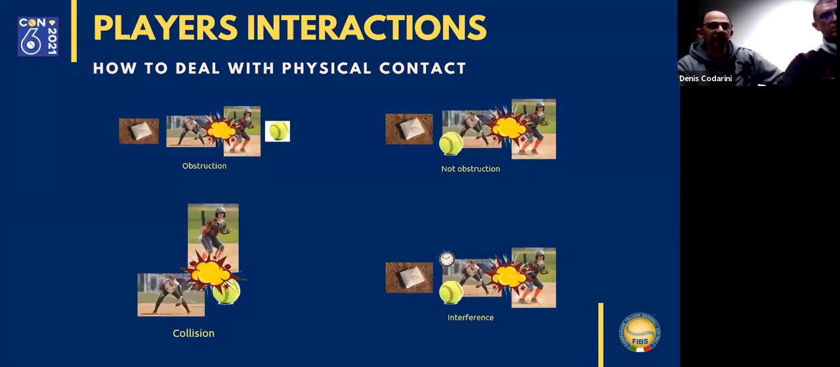Instead, when the defender is attempting to gain possession of the ball and the base runner is doing their part to advance to the next space, and both players arrive at this place on the field at the same time, no one has done wrong on their part.